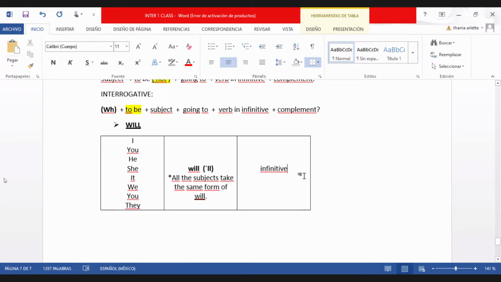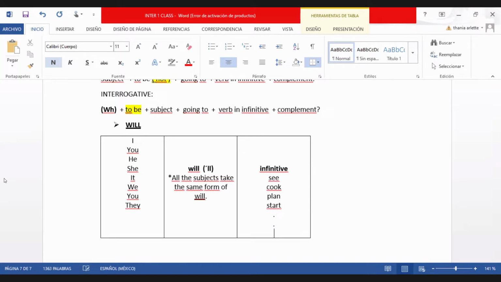So some examples of verbs that I can use can be, I don't know, well, let me put it in bold: see, cook, plan, start, etc. What happened with these verbs? They are in infinitive, no conjugation.